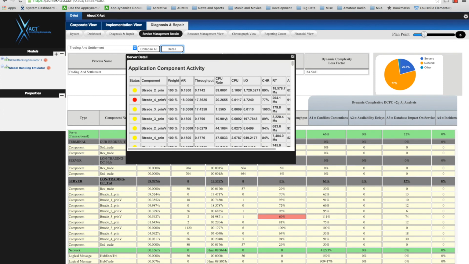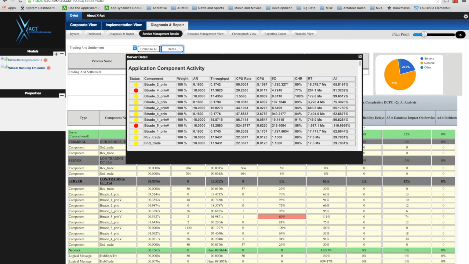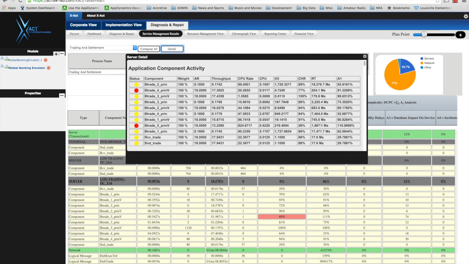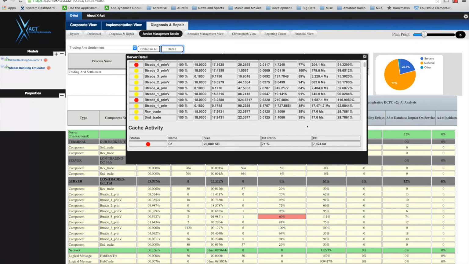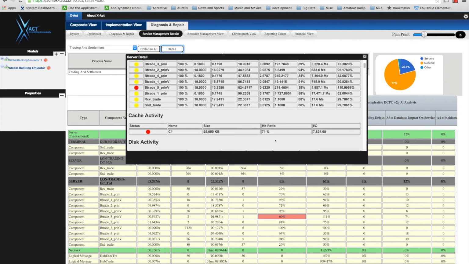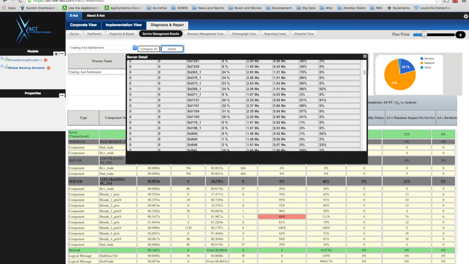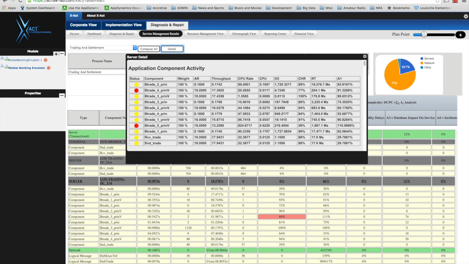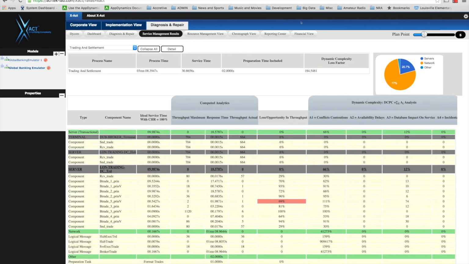And we see that this one, the B-Trade 4 Prin-V, is in the red. We see the same with 5. If we come look at the cache hit ratio, we see the cache hit ratio is very low. We also see that our overall hit ratio on the C1 cache is not particularly good. You want to be as close to 100% as you can be. We don't have a whole lot of problems disk-wise, but that seems to be where the problem is, or where there are issues.